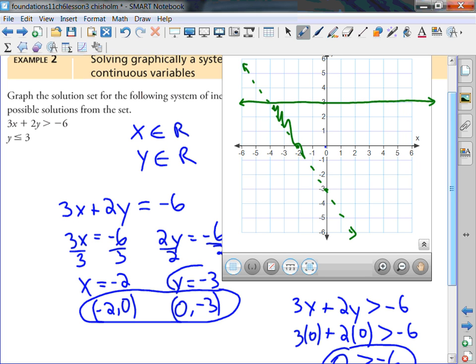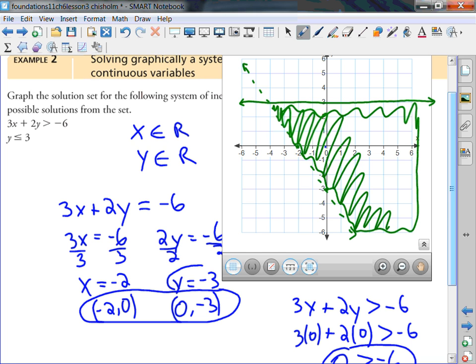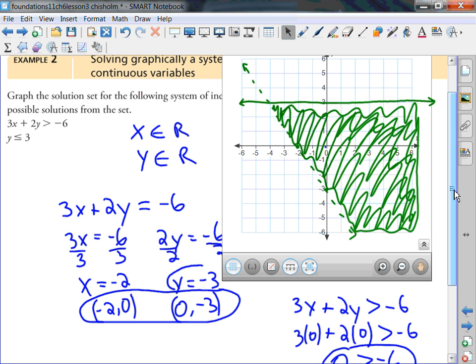So that's going to be this region right in here. This region has been shaded twice. Because it's shaded twice, this is our solution region. Of course, if it was class, you guys would be yelling at me saying, oh, you made a mistake, that's not right. Don't have you guys to watch out for me.